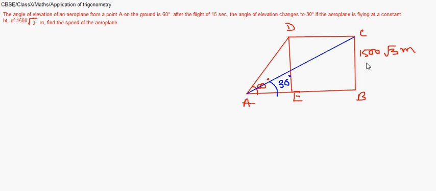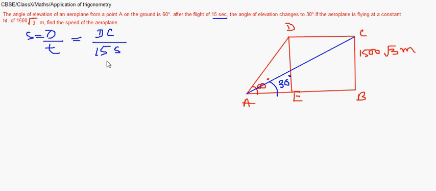Find the speed of the aeroplane. How do we find the speed of the aeroplane? Speed is always given as distance by time. The time is given: the aeroplane is flying for 15 seconds. But how far is the distance which the aeroplane has traveled from D to C? So we need to find that distance D to C, which will be in meters because the rest of them are in meters, and the time is given in 15 seconds. So we'll find the speed as meter per second. So our task is to find DC from the figure given.